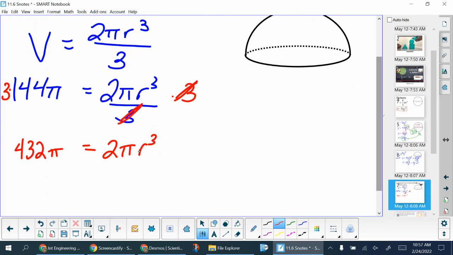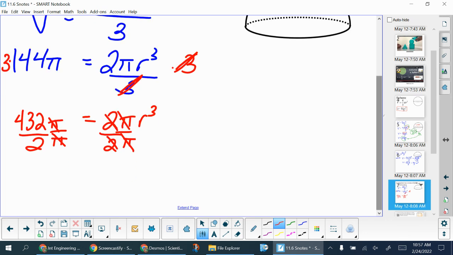And again, the whole idea here is I'm working back towards this r. So the next thing I want to divide by is 2. While I'm at it, I can divide by pi. The pi's are going to cancel, the 2's are going to cancel. And 432 divided by 2 is 216.